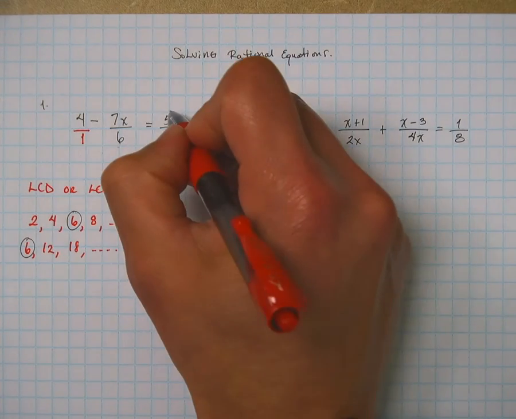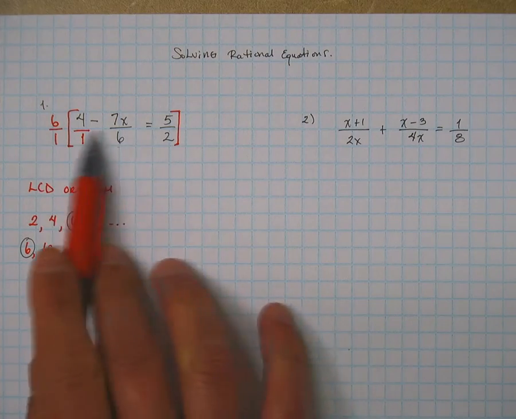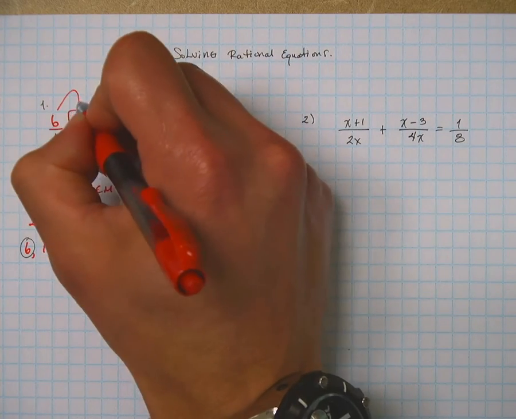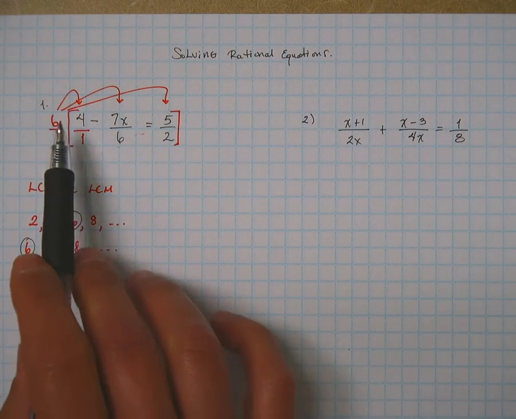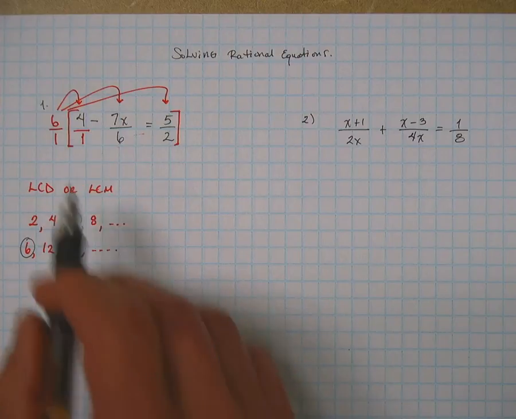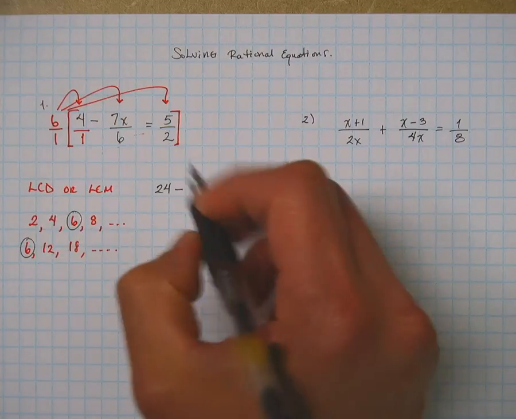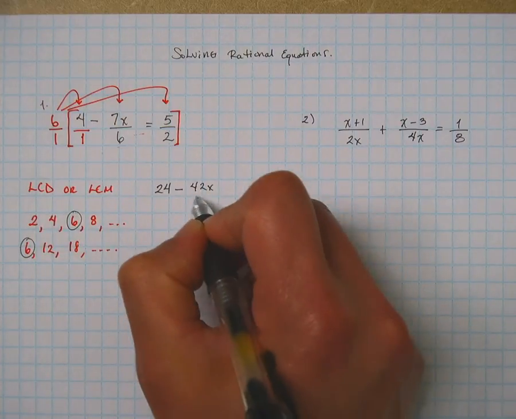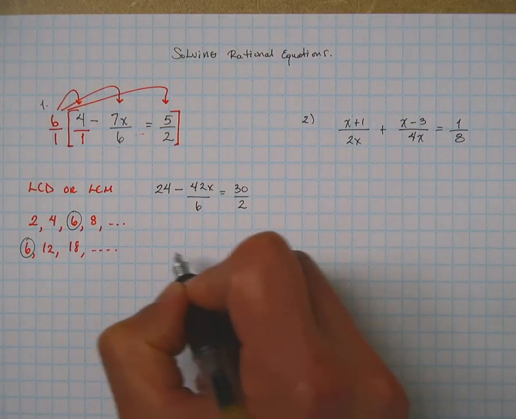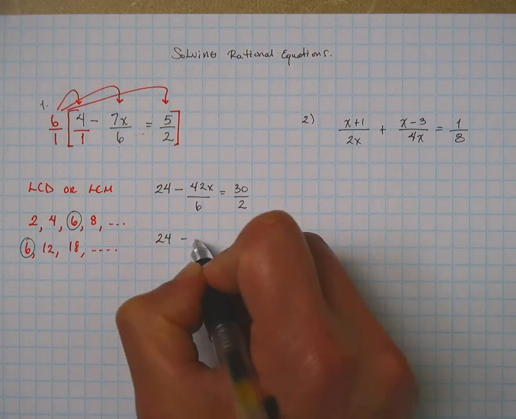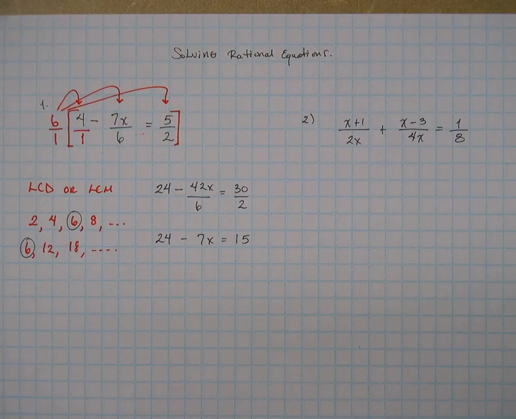So what does that mean? Well, that means I'm going to take my 6 and multiply it by the whole equation right here. I'm going to be distributing this 6 into everything. Okay, just like so. So remember, fractions just multiply top, top, bottom, bottom. So this guy over here is going to give me 24 minus 42x over 6 equals 30 divided by 2. Well, I can go ahead and simplify that. You guys know 42 divided by 6 is 7. 30 divided by 2 is 15. And that's a lot easier to solve now.